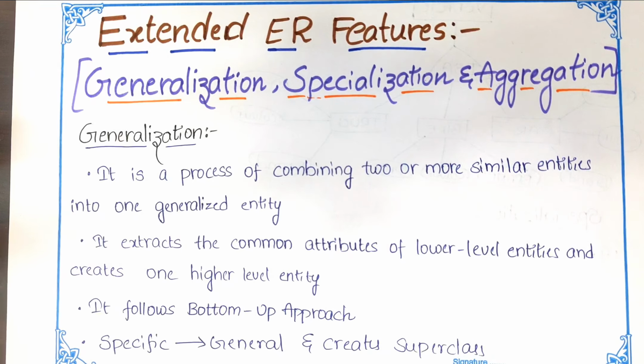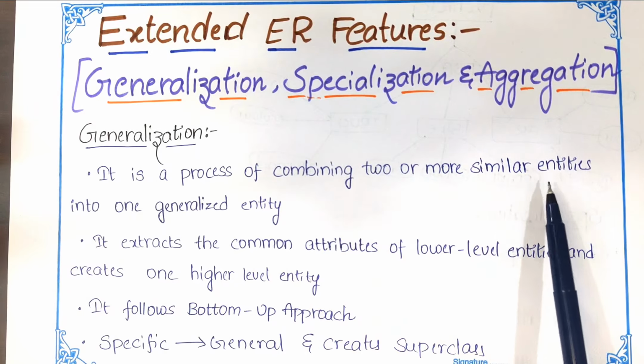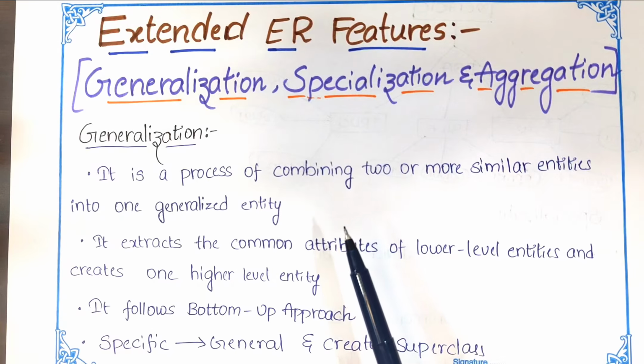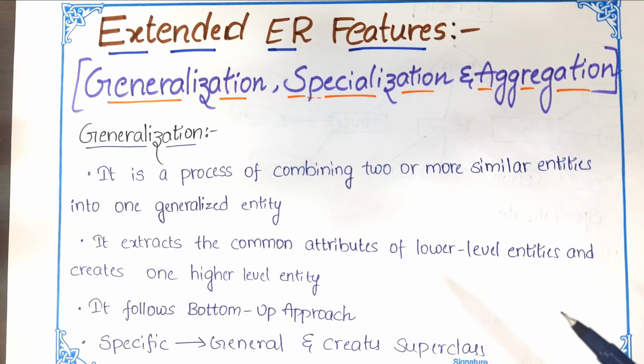Now let's start with generalization. Generalization is a process of combining two or more similar entities into one general entity. For example, let's consider car, bike and truck. Those three are different entities, right? But if we observe carefully, all of them have similar properties. Instead of writing the common properties again and again for every entity, we combine them and create a common entity called vehicle. All of this comes under the vehicle criteria, right? Car is a vehicle, bike is a vehicle and a truck is also a vehicle. So we combine all these and create a generalized name called vehicle.